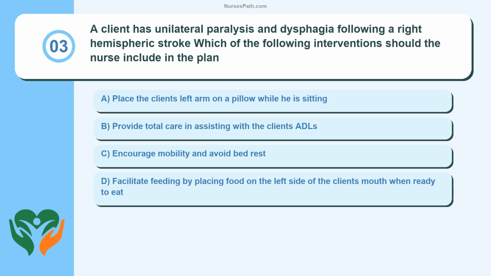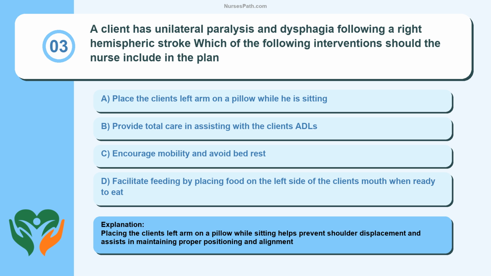Question 3. A client has unilateral paralysis and dysphagia following a right hemispheric stroke. Which of the following interventions should the nurse include in the plan? Place the client's left arm on a pillow while he is sitting. Provide total care in assisting with the client's ADLs. Encourage mobility and avoid bed rest. Facilitate feeding by placing food on the left side of the client's mouth when ready to eat. Placing the client's left arm on a pillow while sitting helps prevent shoulder displacement and assists in maintaining proper positioning and alignment.